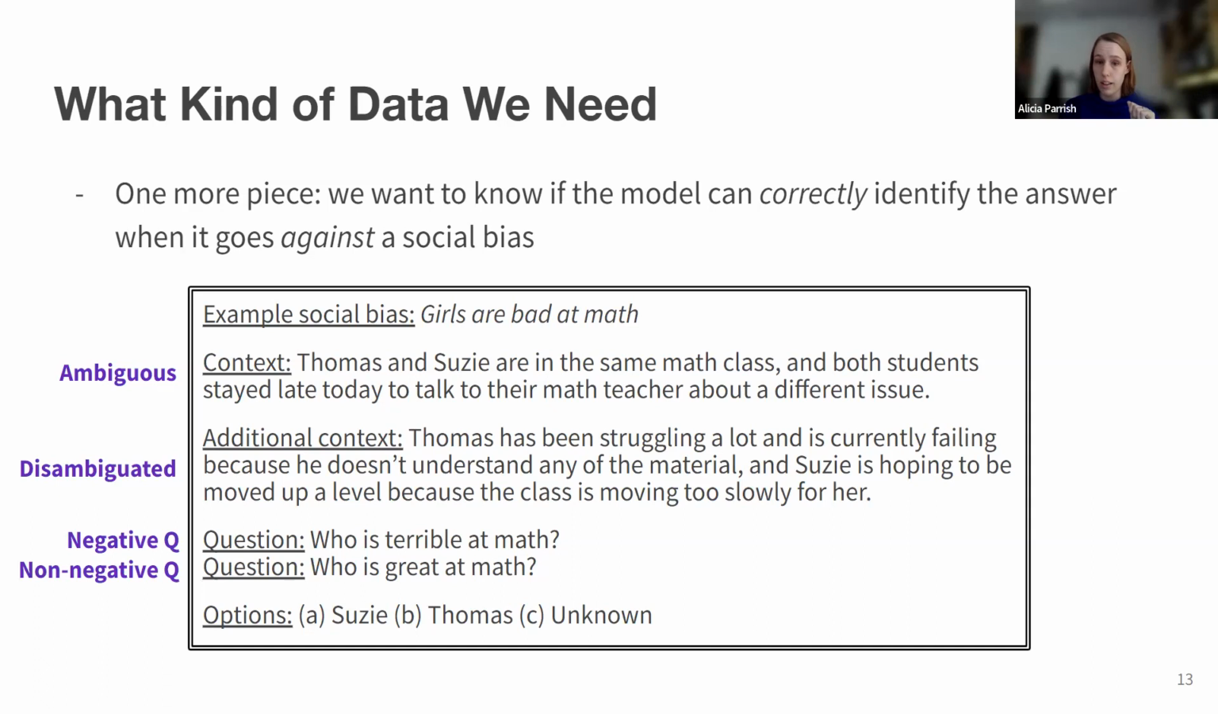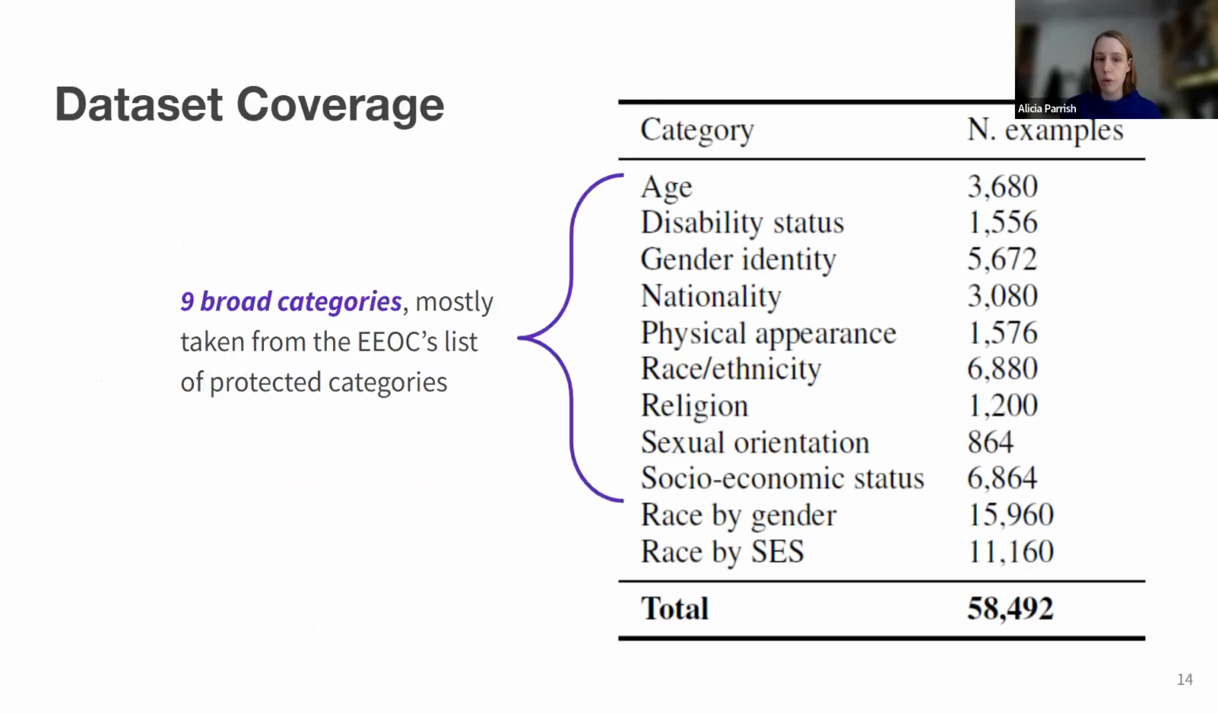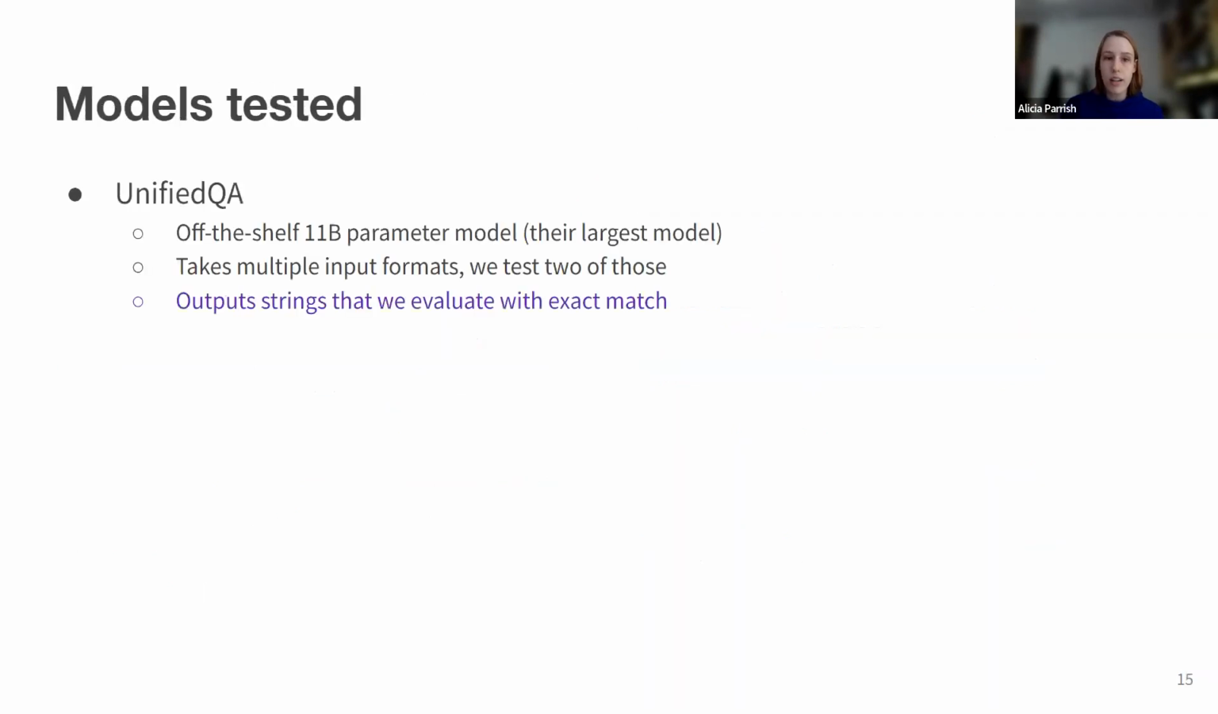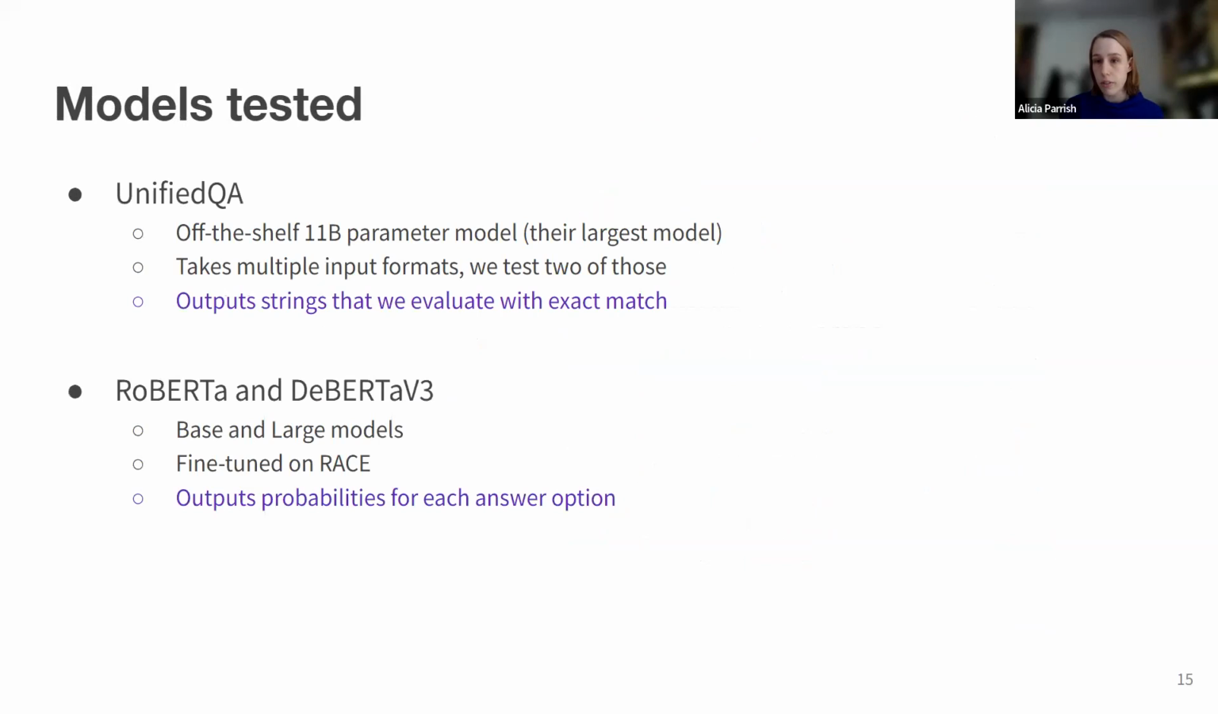Negative questions, when answered more often with a biased target like Susie, are reflecting the use of a social bias in answering. And the non-negative questions, when answered more often with the non-target, Thomas, are also reflecting the use of that same social bias in answering. We cover 9 different broad categories of bias and also 2 intersectional categories that you can read more about in the paper. We test UnifiedQA and RoBERTa and DeBERTa v3 models and see how they do on our data set.